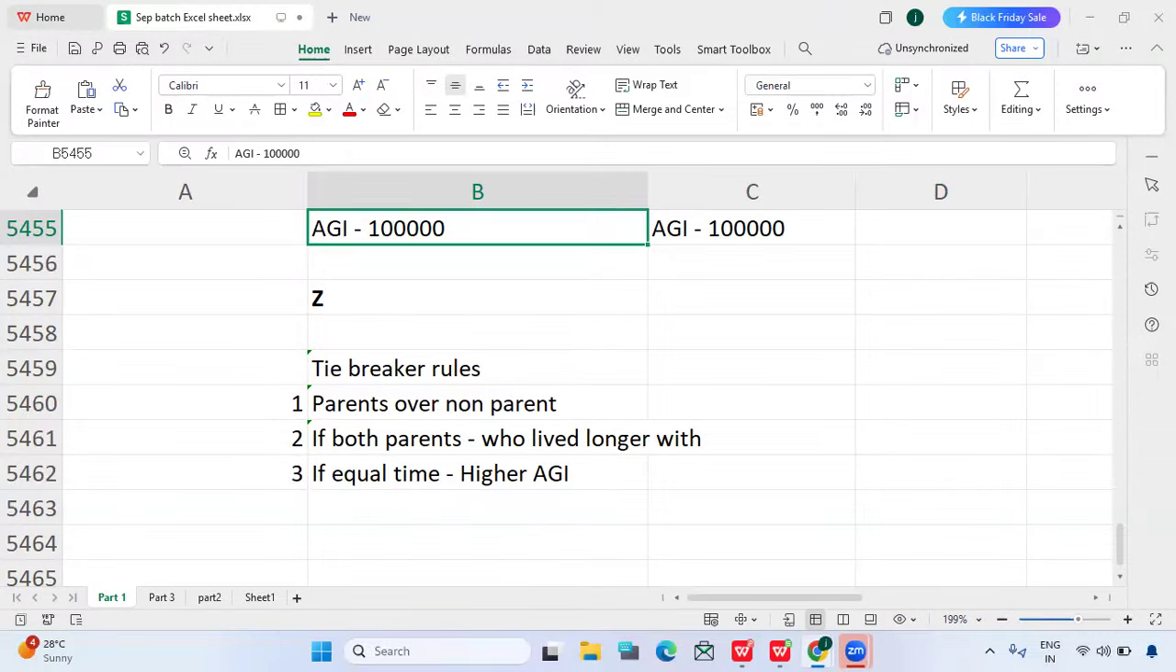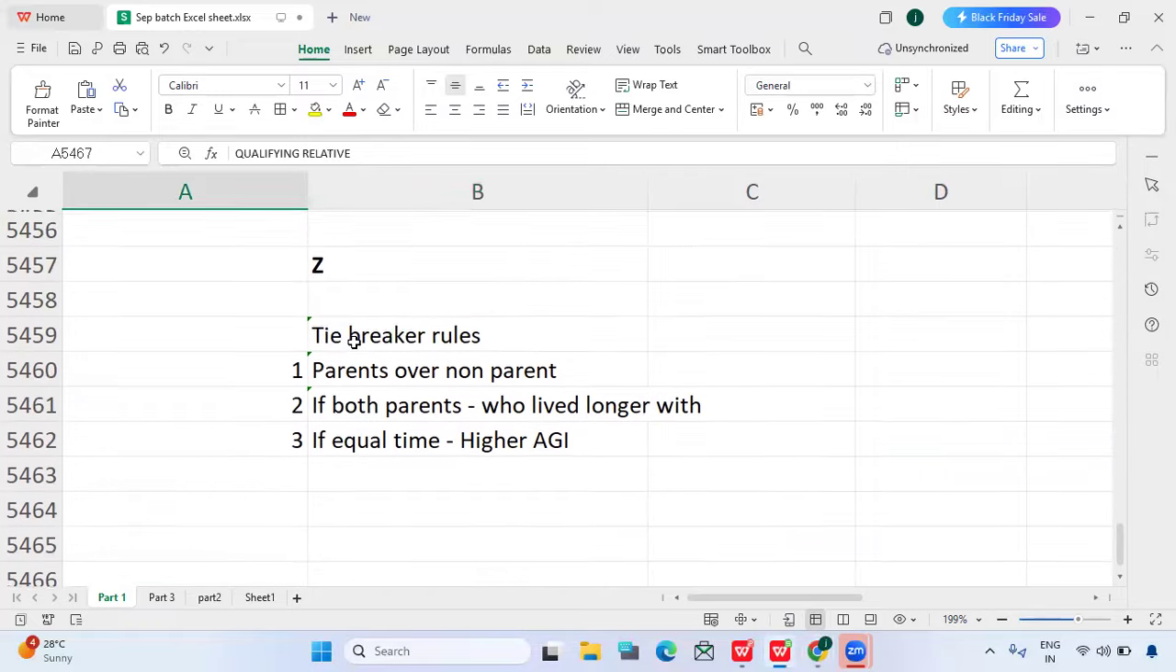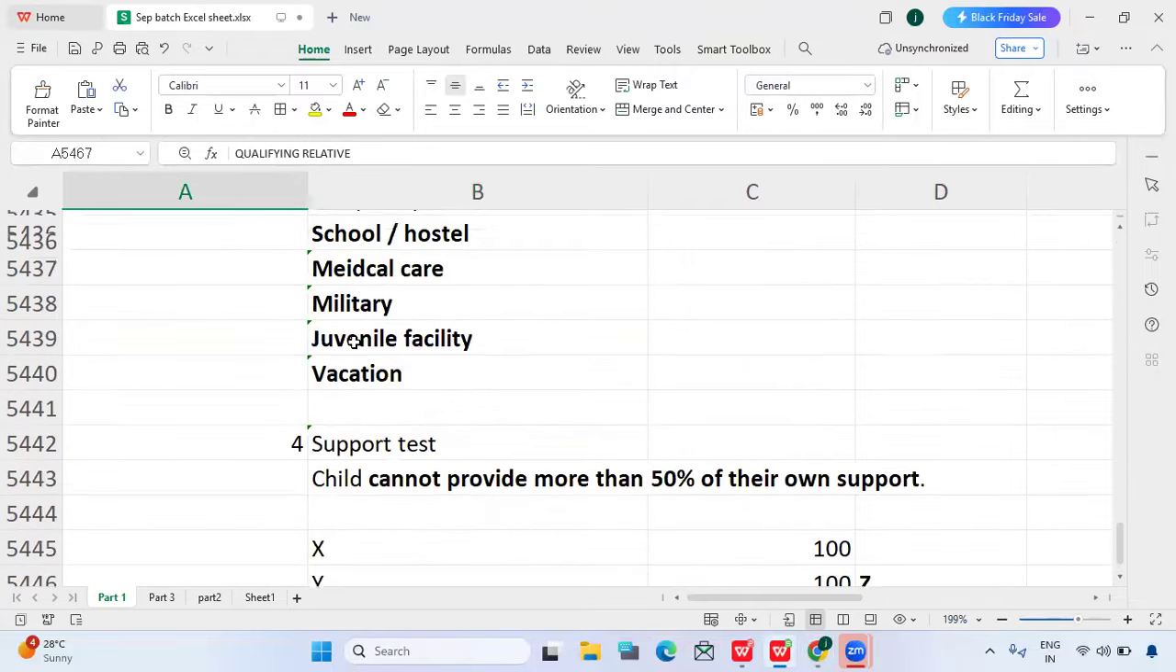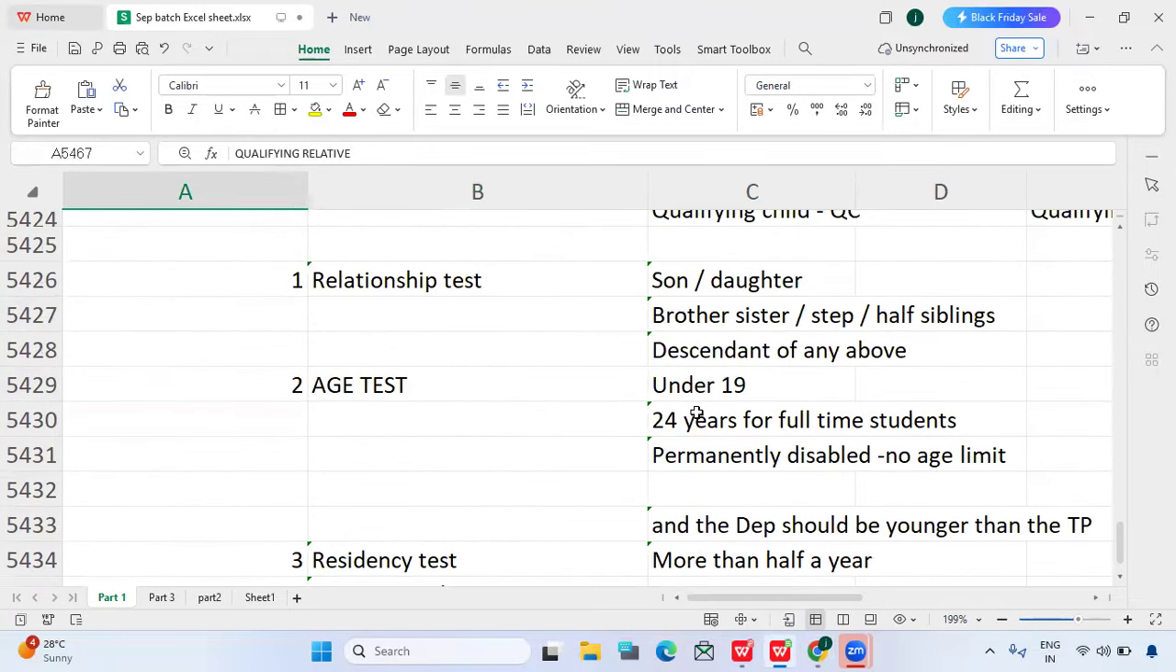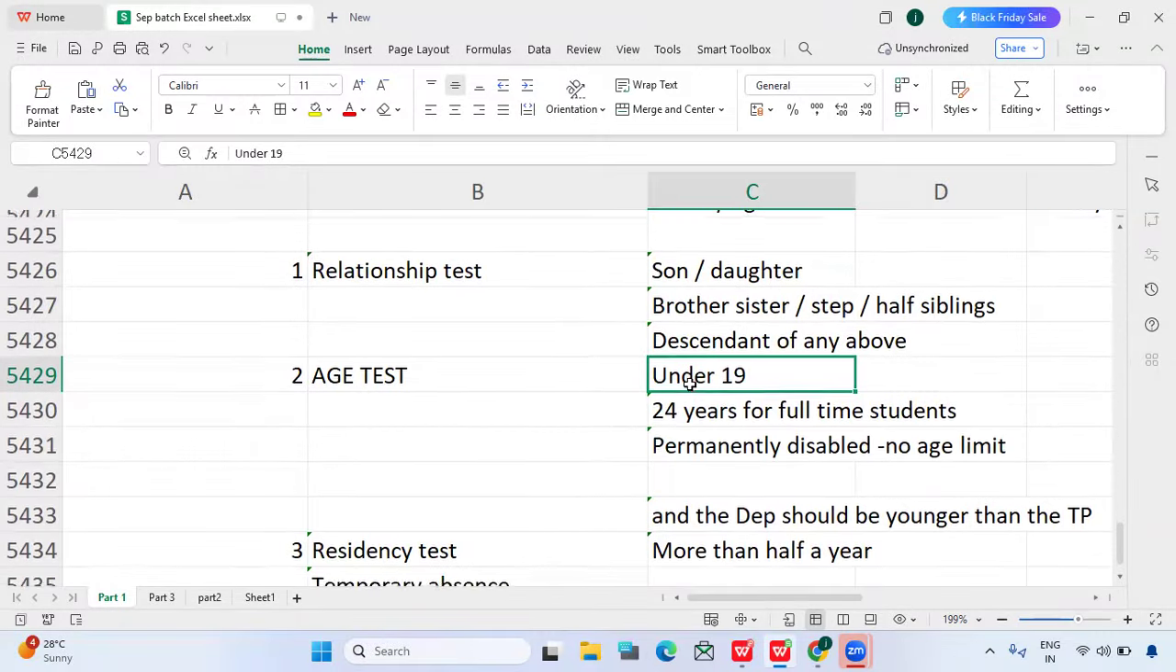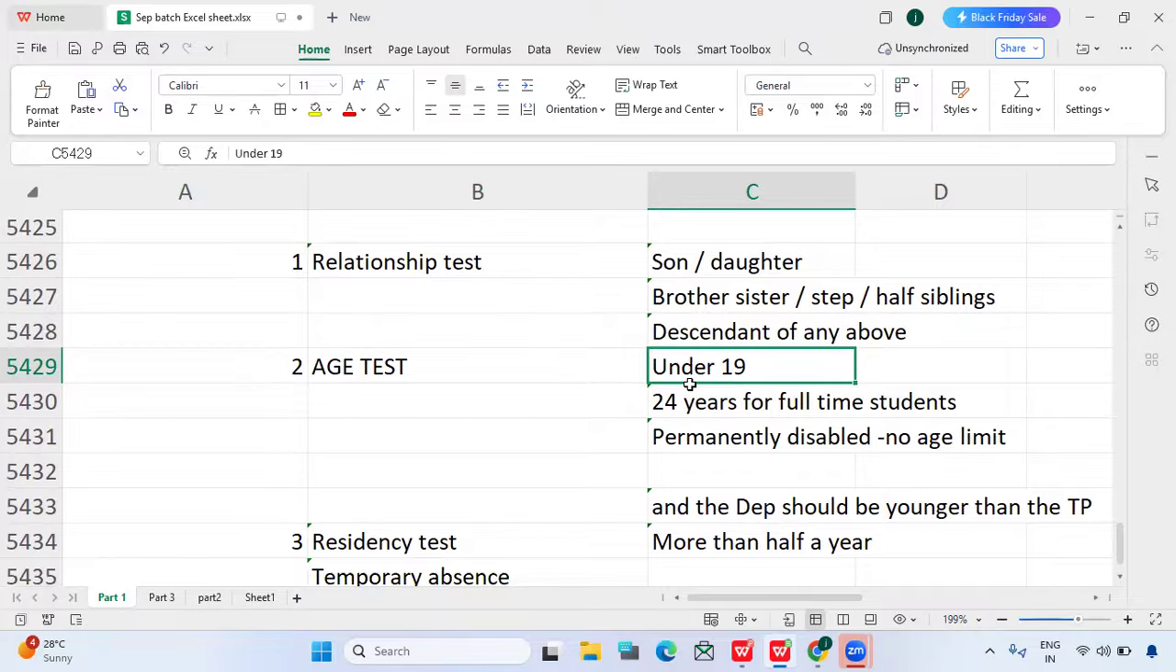Next one, we'll one question there. Yes, go ahead. So the age test, if the child is exactly 19 years, will they qualify? Under 19 means 18 only. So 18 plus 1 day will not qualify. Exactly 18, fine. Less than or equal to 18, I can say.